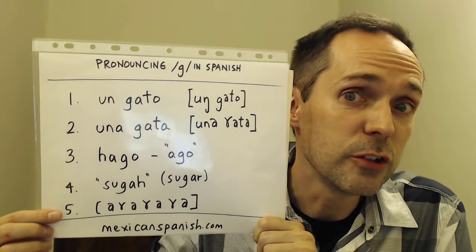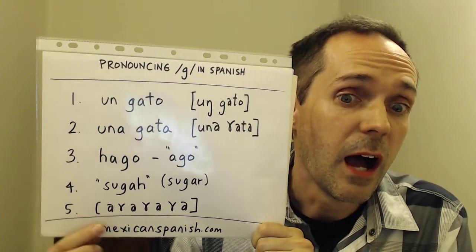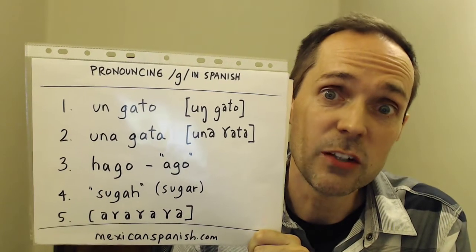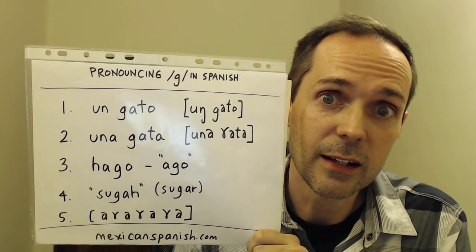Here's an exercise you can use to practice this sound. Aga, ga, ga, ga, ga, and contrast it with the English version. Aga, ga, ga, ga.